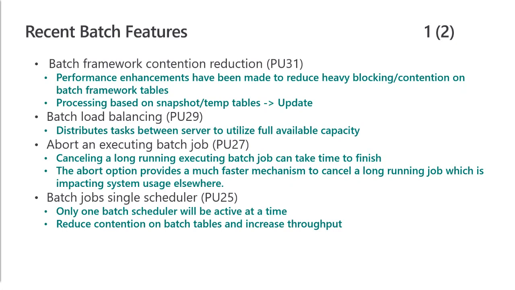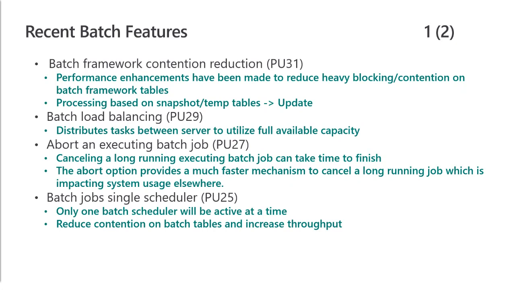On a similar note, we have the batch load balancing that was introduced in PU29. This is an example where we try to optimize the way tasks are distributed between servers to make sure that at any given time we utilize the full available capacity. That is there as a default behavior.